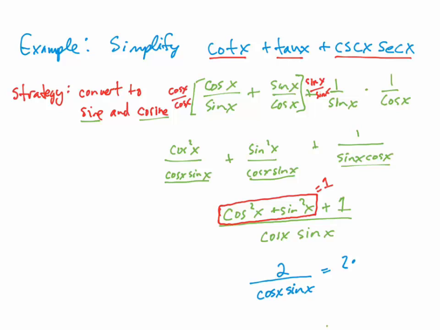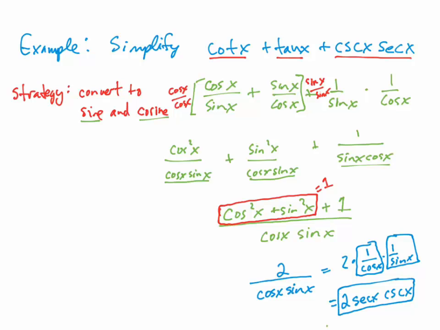If we say 2 times 1 over cosine x times 1 over sine x, well, cosine x, we can write that as secant, and 1 over sine x, we can write that as cosecant. So we could ultimately write this as 2 secant x cosecant x. So that would be the simplified version of this expression.